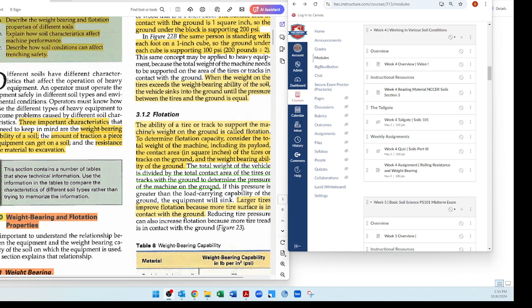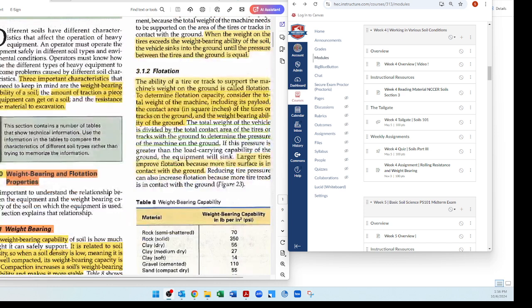Just as a hypothetical, we have 54,000 pounds on a total surface area of 1,040 square inches. So we're going to get a weight per square inch. 54,000 divided by 1,040 equals 51.9. So essentially this would be about 52 pounds per square inch.